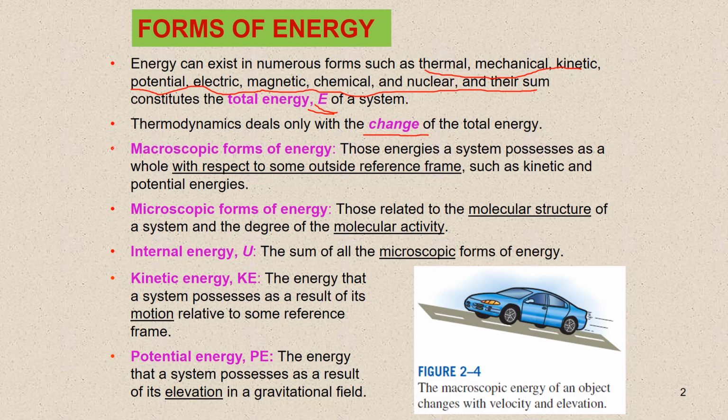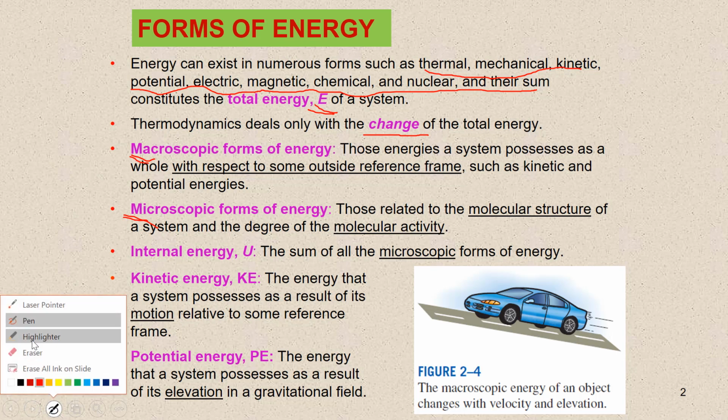The decrease in the potential energy of a falling rock, for example, depends on only the elevation difference and not the reference level selected. In thermodynamic analysis, it is often helpful to consider the various forms of energy that make up the total energy of a system in two groups, macroscopic and microscopic. Macroscopic forms of energy are those a system possesses as a whole with respect to some outside reference frame, such as kinetic and potential energies.